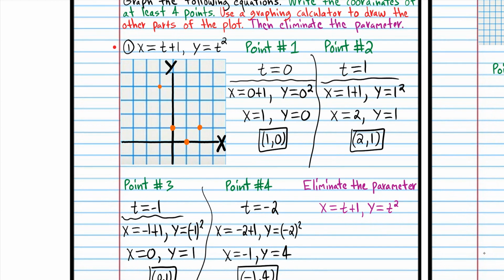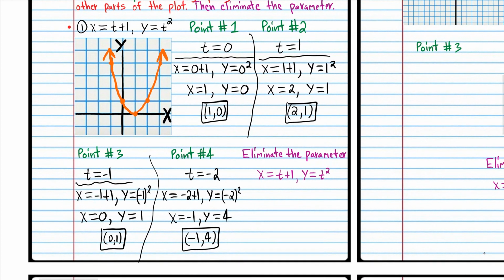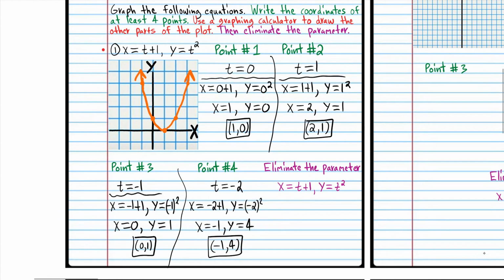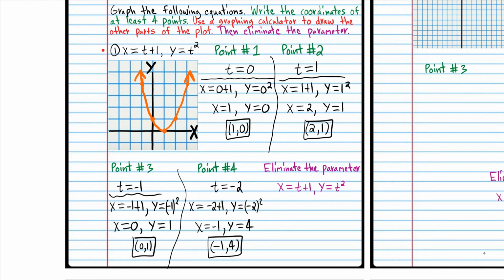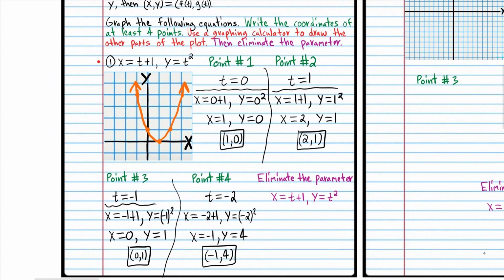So as you can see, this is a parabola. We can use symmetry and go ahead and draw that. So it's a parabola, and that's how we plot the points using parametric equations. So we drew the graph and we found 4 points on the graph.